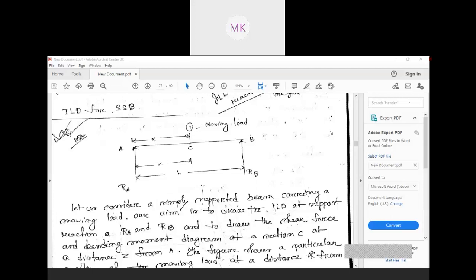Okay, today we'll discuss ILD for SSB. SSB means simply supported beam. How we need to draw and how we need to calculate this in the case of a simply supported beam, we'll discuss. So all of you, please pick up your pen and copy. If you have any doubt, you can write.